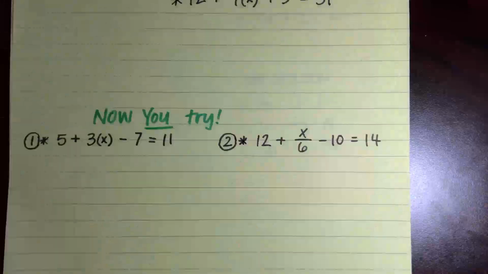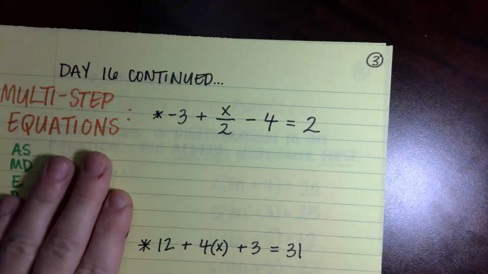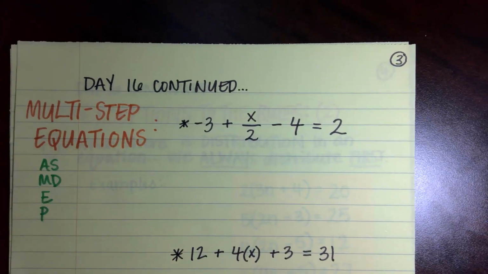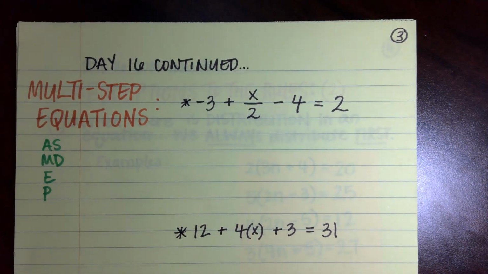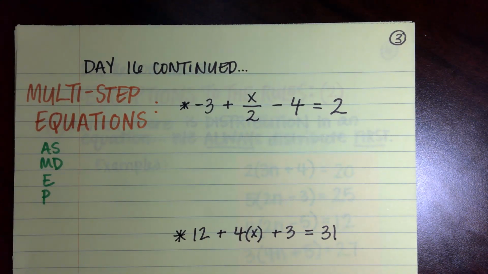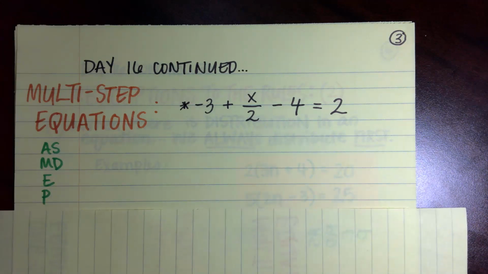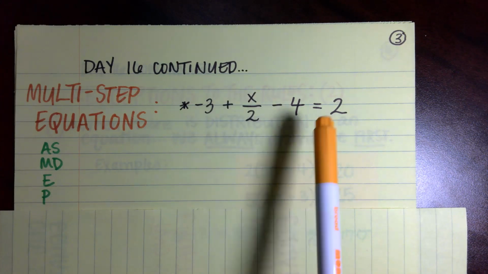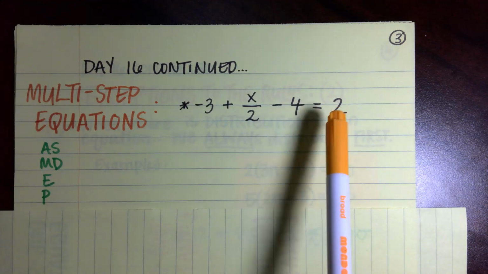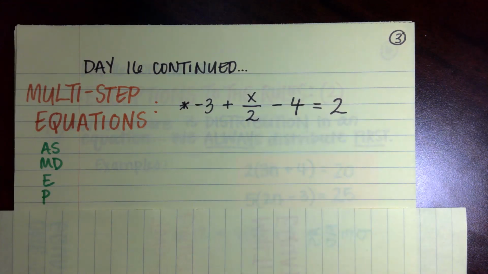Okay. Here are some practice ones that we're gonna do together before I have you try on your own. Very similar to what we had before. I've got here -3 plus x divided by 2 minus 4 equals 2. What do we do first? We have 2 different options. I'll let you guys write first too.